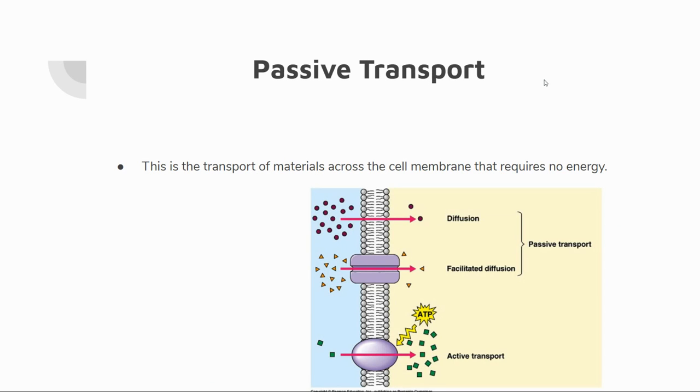So passive transport is a transport of materials across a cell membrane that requires no energy. Typically, this is done by the concentration gradient. If we have a higher concentration outside of the cell than inside of the cell, then it's going to passively move itself through the cell membrane if it's allowed without the use of any energy. And the opposite is true. If you have a higher concentration inside of the cell than outside of the cell, then naturally it's going to want to move outside of the cell. So no energy is used here, but energy is produced.